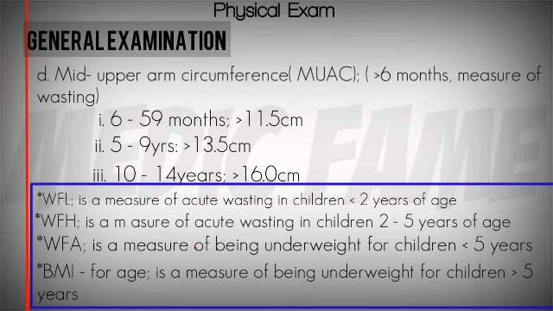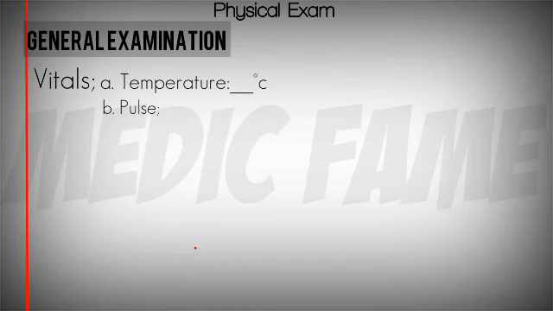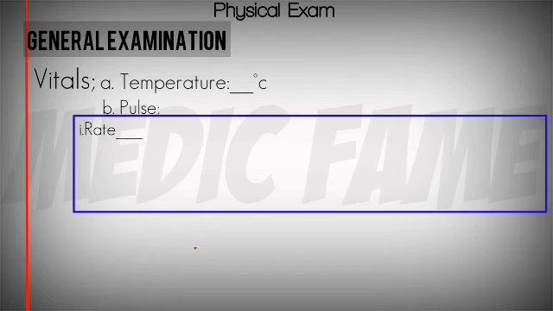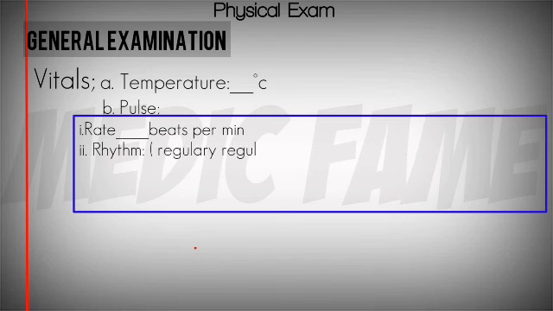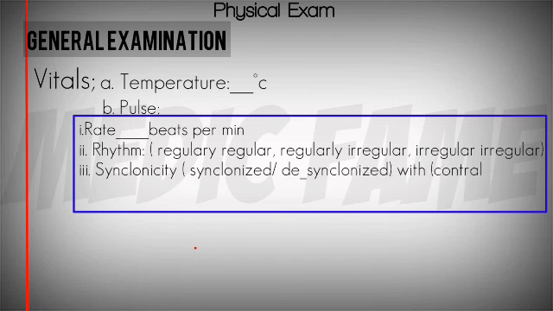After examining, we should check the vitals, on which the temperature should be recorded in degrees Celsius. The pulse should be recorded regarding the rate, which should be in beats per minute. The rhythm, which can be regular, regularly irregular, or irregularly irregular. And also the synchronicity, whether it is synchronized or desynchronized with the collateral limb or the femoral pulse.